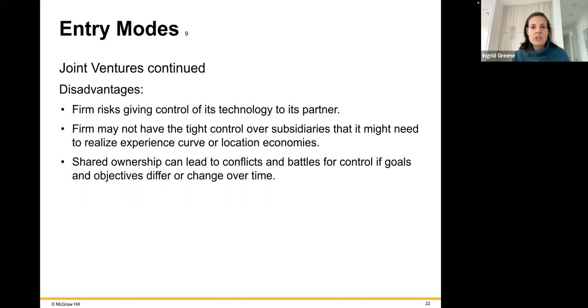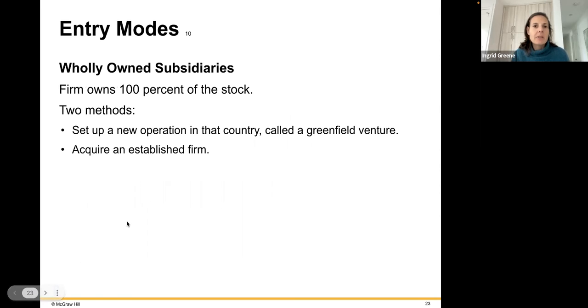Shared ownership can lead to conflicts and battles for control if the objectives differ or change over time. So again, it's really important that companies maybe hire a consultant to help with your contract when you enter into a joint venture. Let's go ahead now, because I think I covered everything for joint ventures, into wholly owned subsidiaries.